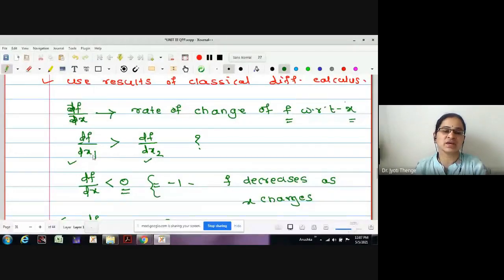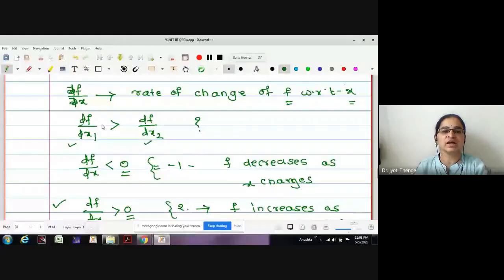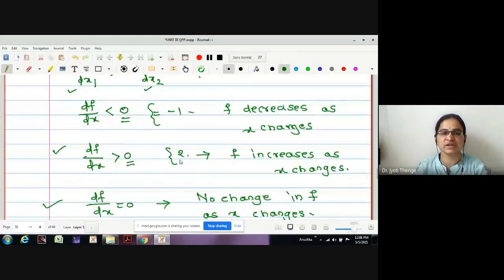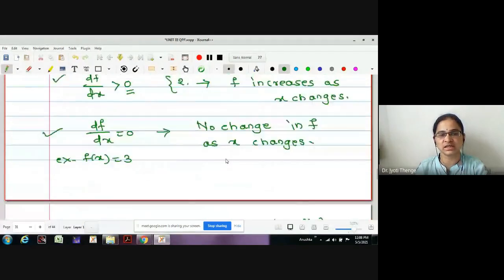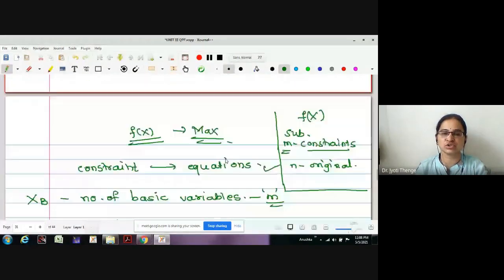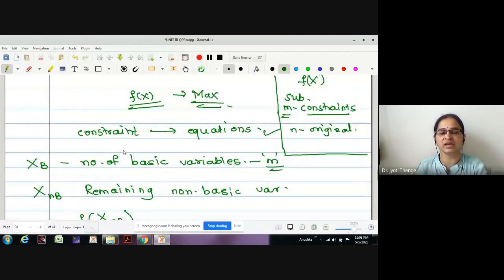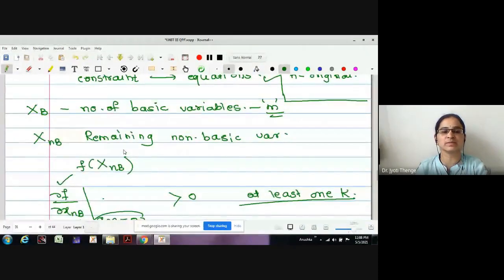As we have seen in the last lecture, the result we are going to use is that if we differentiate a function with respect to x, this gives us the rate of change of f with respect to x. If the rate of change is less than 0, the function f decreases; greater than 0, it increases; equal to 0, there is no change in the function. Therefore, the idea behind Beale's method is to select arbitrarily any m variables to be the basic variables, and the remaining will be the non-basic variables.